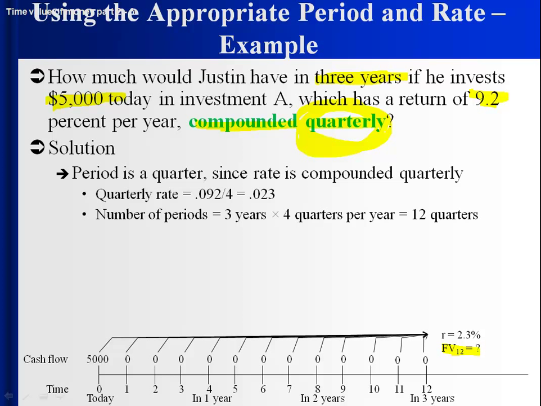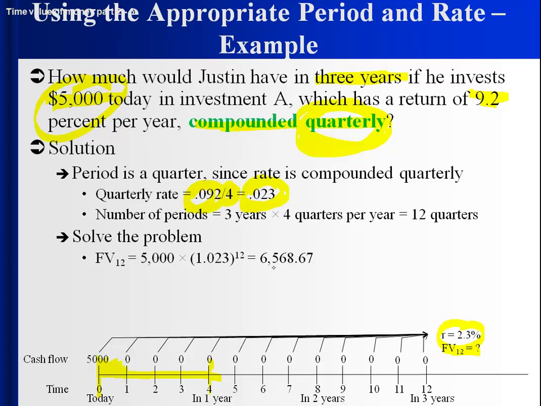And we're given the annual rate of 9.2%, which is how much he earns over a year. But what we really need to know is what's the quarterly rate. Well, 9.2% per year divided by 4 quarters per year is 2.3% per quarter. So the answer to this is simply 5,000 times 1.023 to the 12th. He would have $6,568.67.